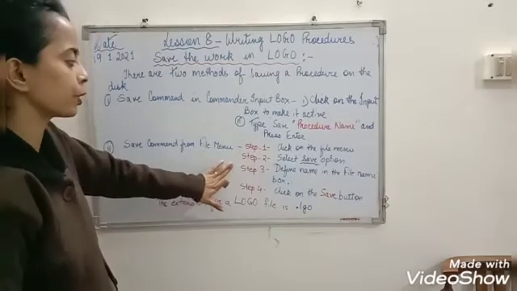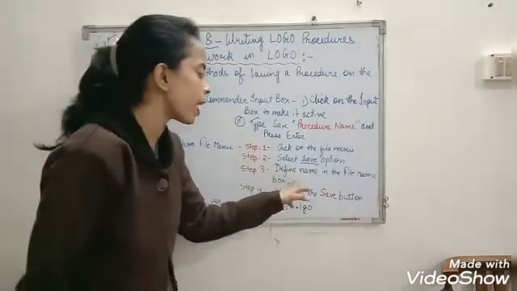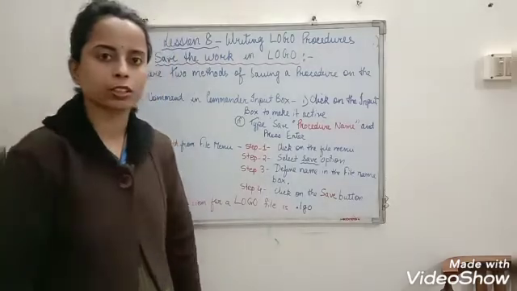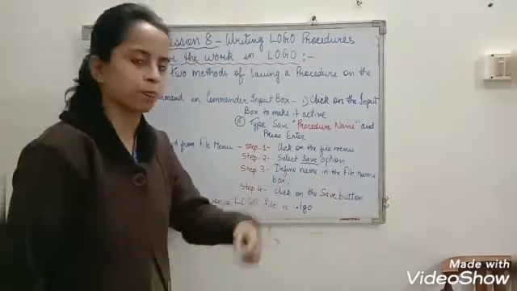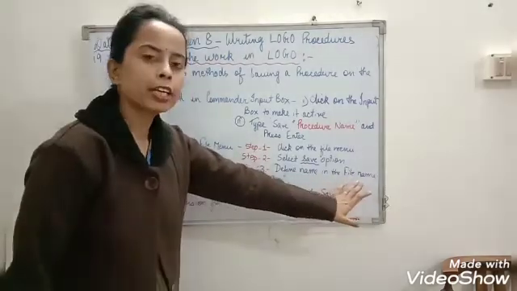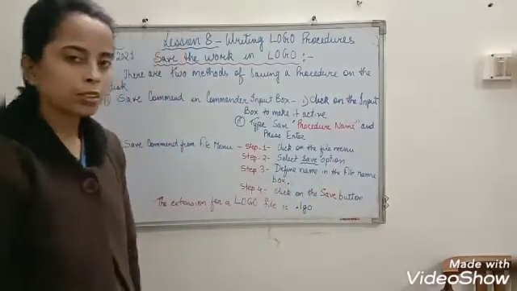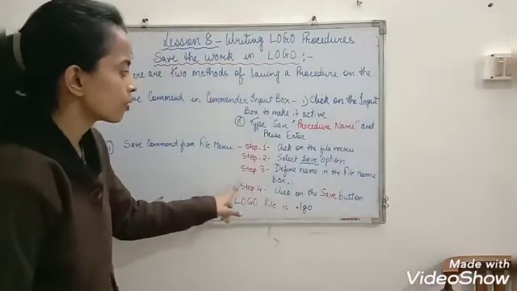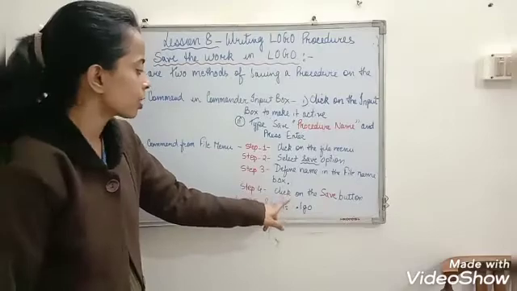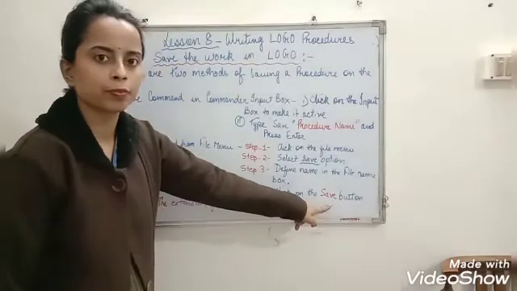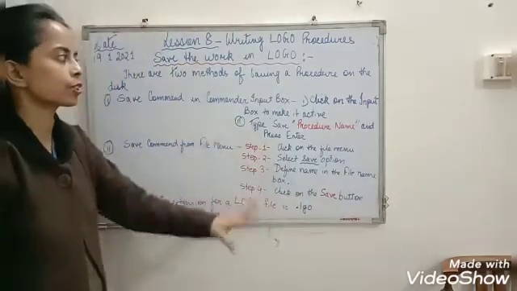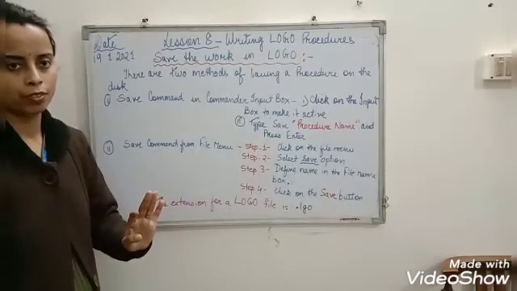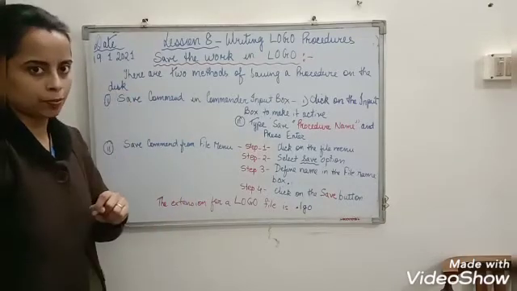Then step number 3, define the name in the file name box. You have to define the name for saving. Where? In the file name box. Okay. Step 4, at last where you have to click? Click on the save button and your procedure will be saved on the disk.